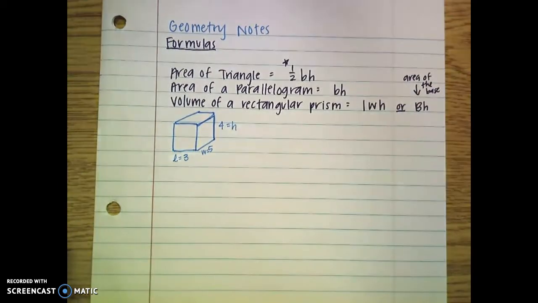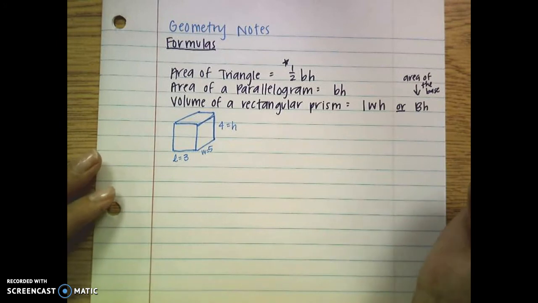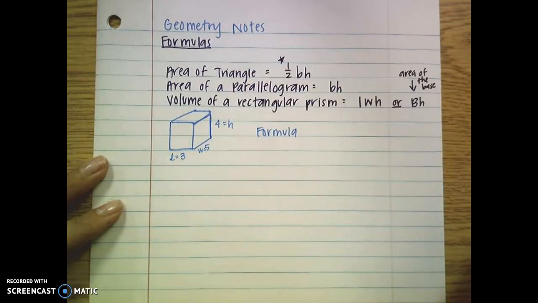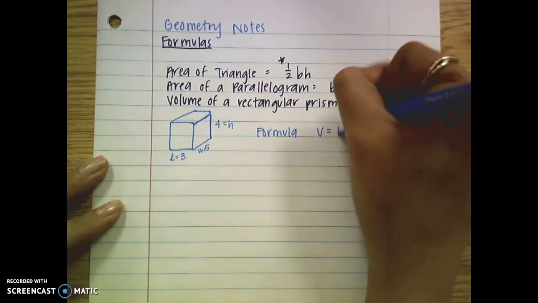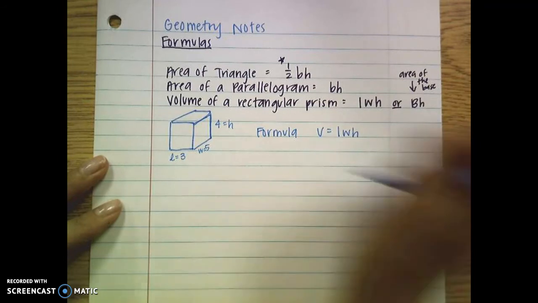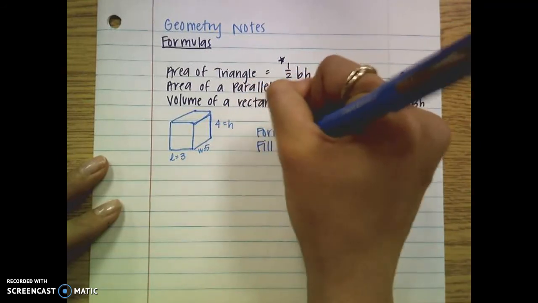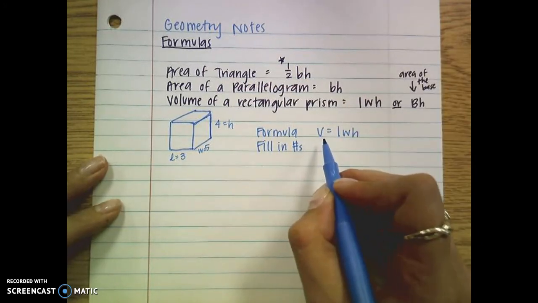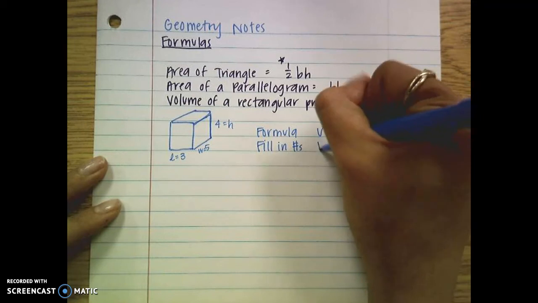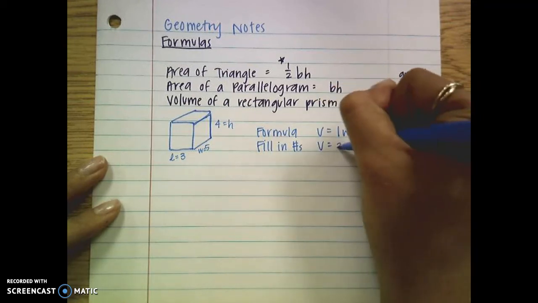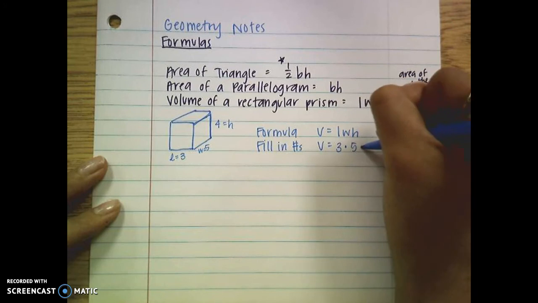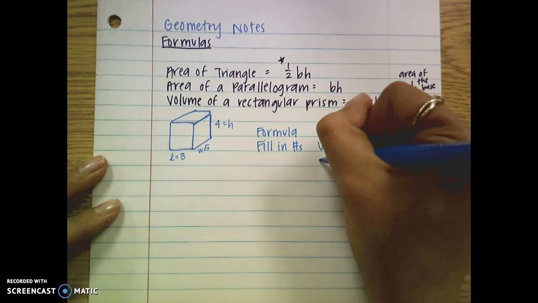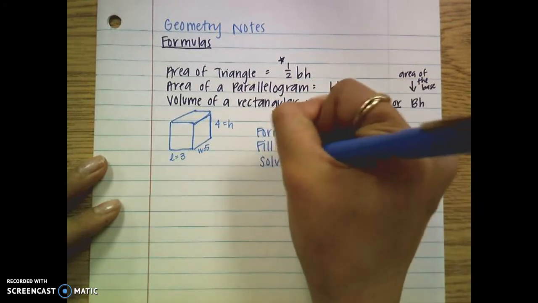I'm going to start every single one of these problems with my formula. So I'm starting with my formula of volume equals length times width times height. Then I'm filling in numbers. I don't know my volume, so I'm going to leave that one as a variable. Volume equals, my length was 3, my width was 5, and my height was 4. Lastly, I get to solve.